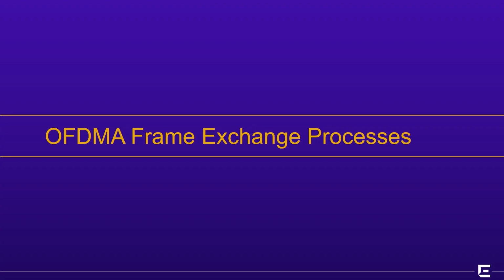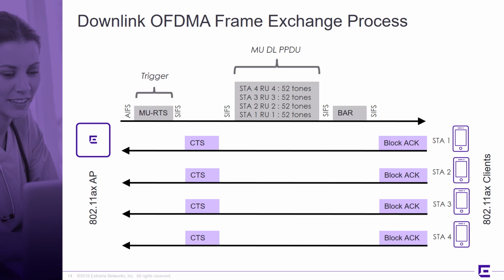Okay, this next section is about OFDMA frame exchange processes. We're going to get into the back and forths between APs and clients. On this slide, we have a downlink frame exchange process happening.